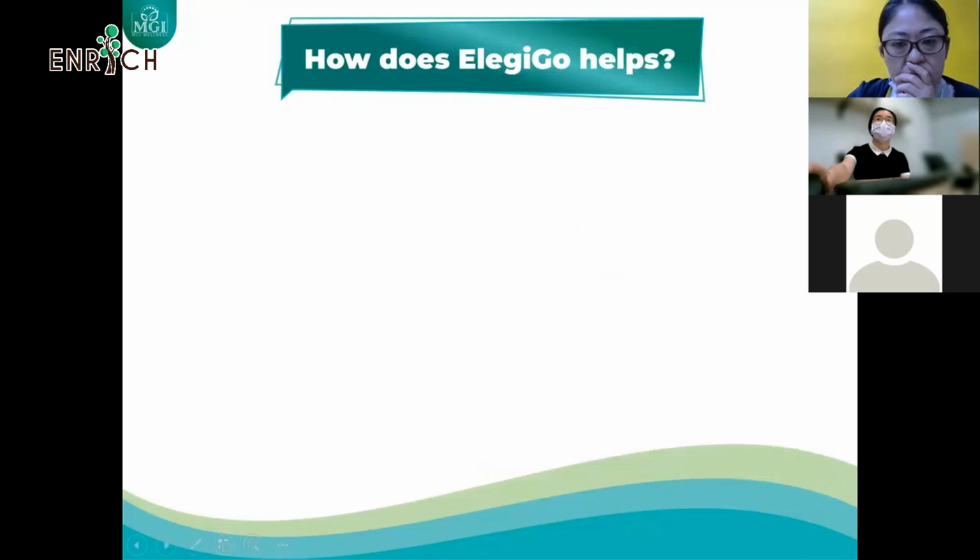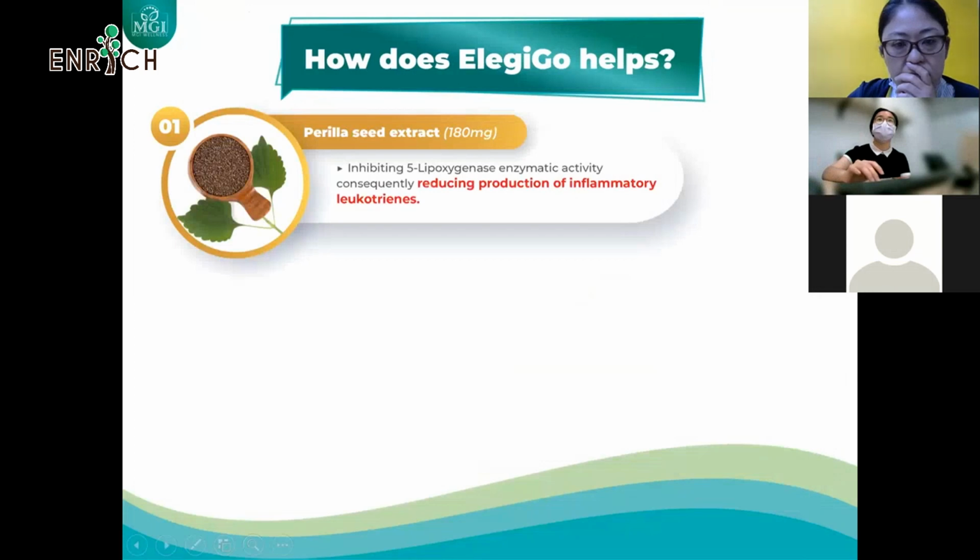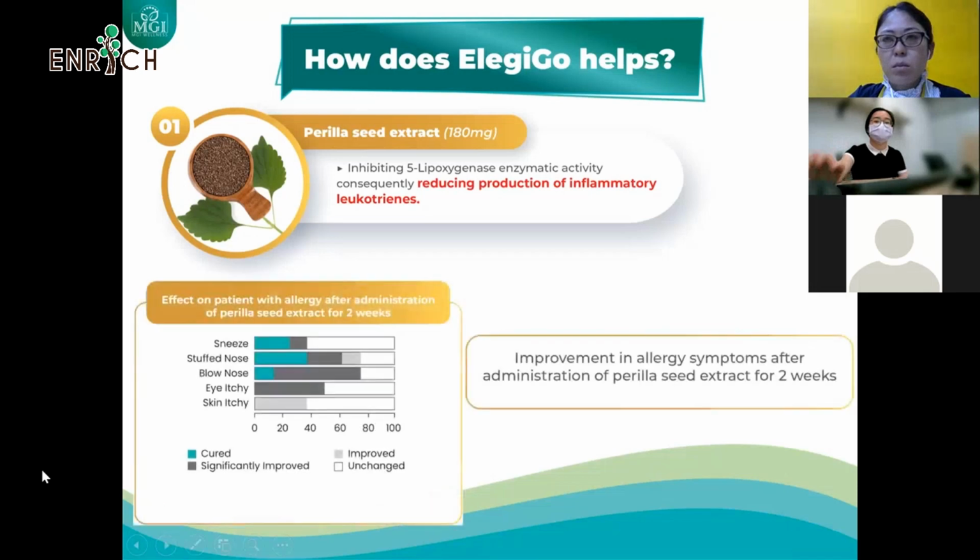So how does ElegiGo help? First, with a perilla seed extract of 180 milligrams, as explained by Dr. Shimoda earlier, it is able to inhibit the 5-lipoxygenase enzymatic activity, which consequently reduces production of inflammatory leukotrienes.